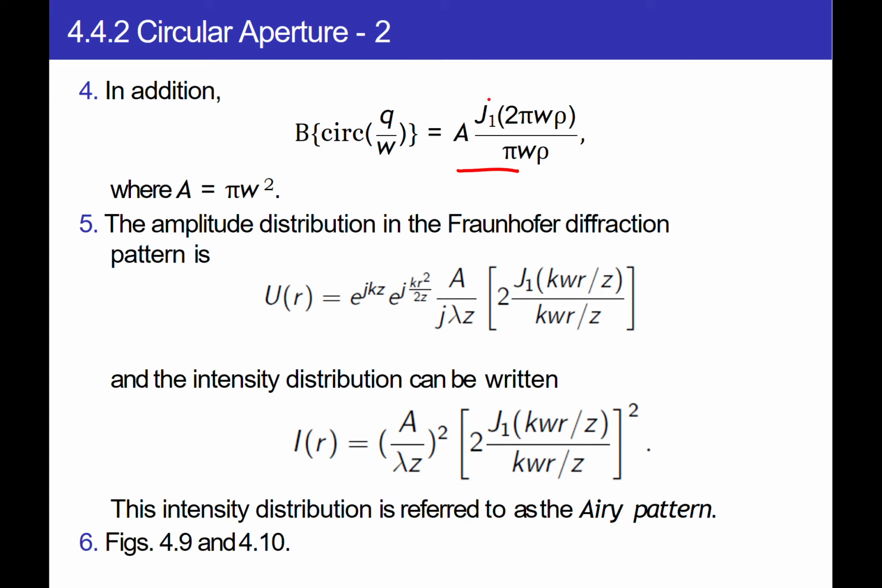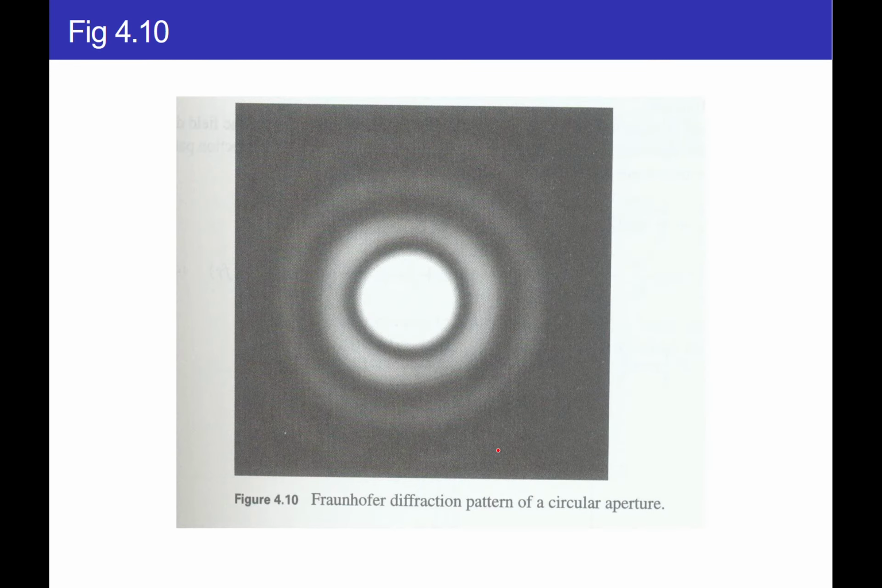Okay. Note that J1 is the Bessel function of the first kind, and it is very, very similar to sine x over x. But in the case of a cylindrical coordinate, sine can be replaced by the Bessel function of the first kind, J1, and this is the rho. Okay, and then as a result, the intensity distribution is given by, once again, using the U, and it shows this distribution, and we usually call it an Airy pattern. Okay, this is what we get.